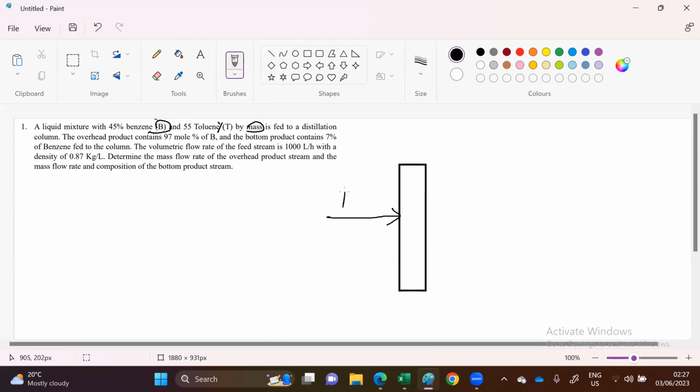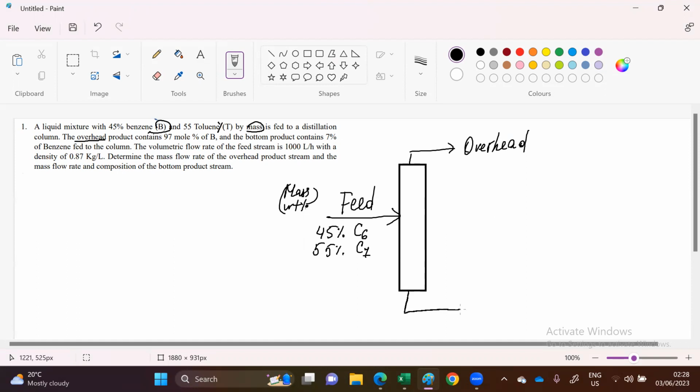And as you know, this is the feed stream going into the distillation column, yes? And it said that the liquid mixture is 45% benzene, C6, and 55% is C7, okay? This is by mass, by the way, weight percentages. Next, the overhead product, with another name the top product. So we have one inlet and 2 outlets in the distillation column.